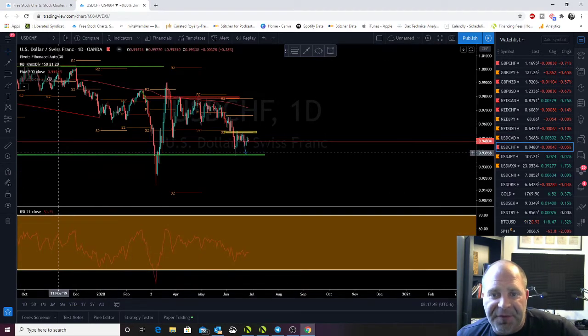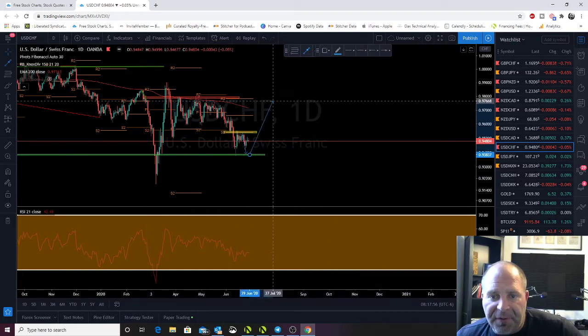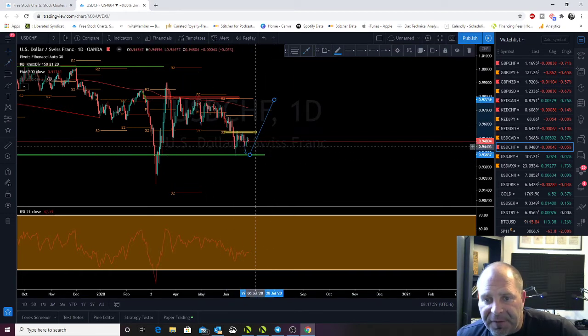USD CHF, same thing. We're testing this support. We're kind of trapped right here, but I'm going to be a buyer from here. If we get down to this support, I'll be a buyer.